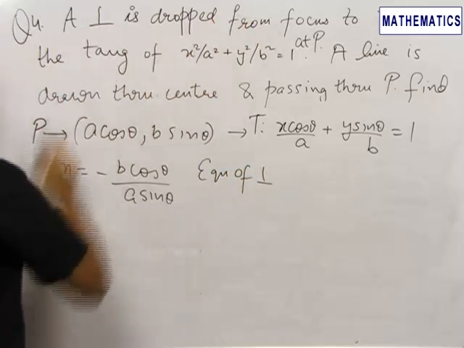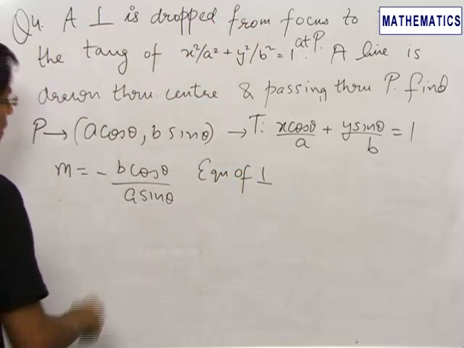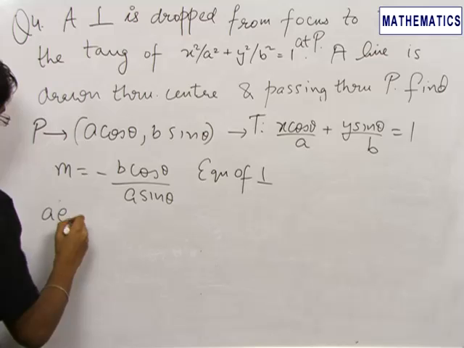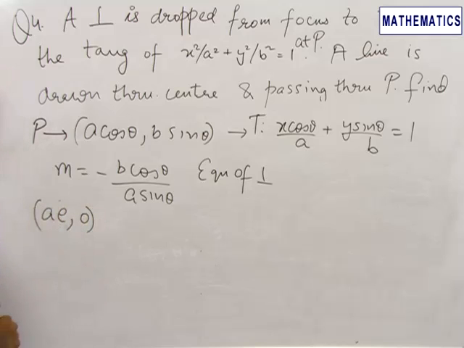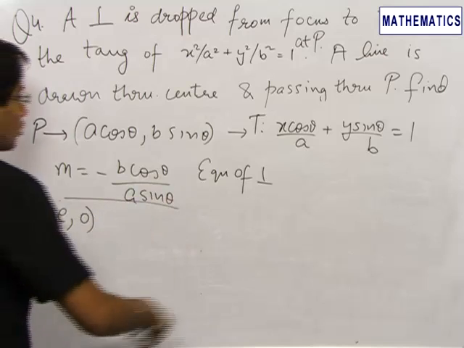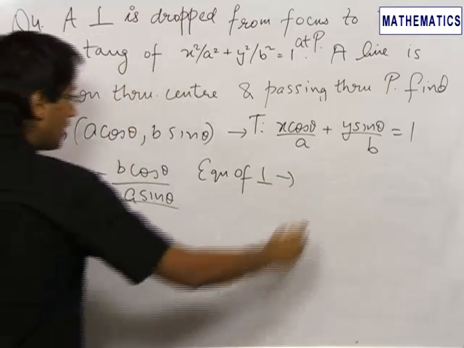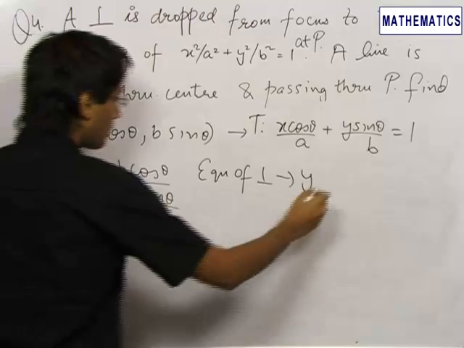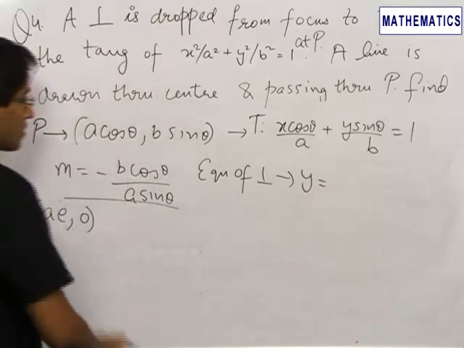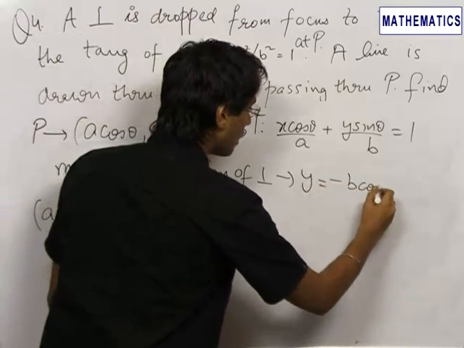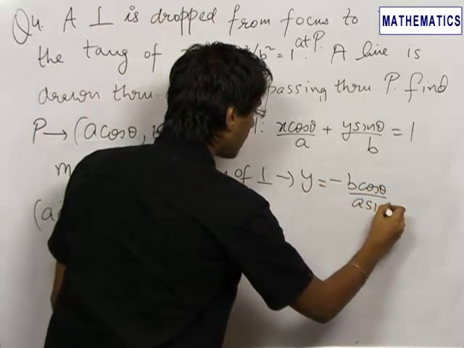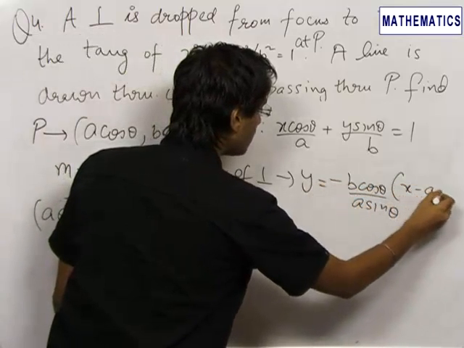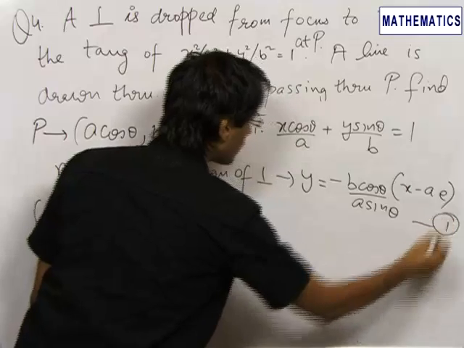The equation of perpendicular dropped from focus on this tangent. We know that the focus is AE comma 0, and we know that the slope is minus B cos theta upon A sin theta, so we can write the equation of perpendicular. It is y minus 0 is equal to the slope, which is minus B cos theta upon A sin theta into x minus AE. This is the first equation.